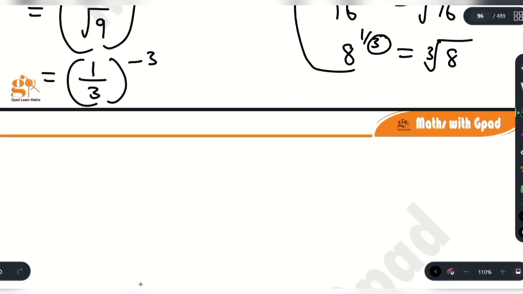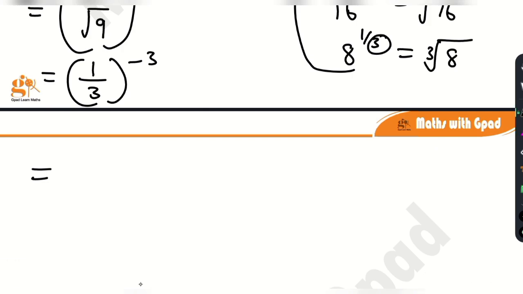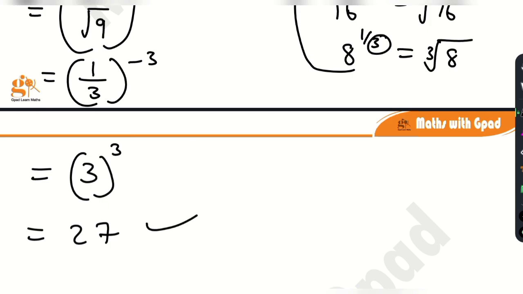Okay. So moving on, I'm going to bring back that negative index rule. This negative sign is going to take the reciprocal of 1 over 3. What are you going to have? You just turn 1 over 3 upside down. Then you have 3 over 1, or just 3, raised to the power of 3. So what is 3 raised to the power of 3? That's basically 27.